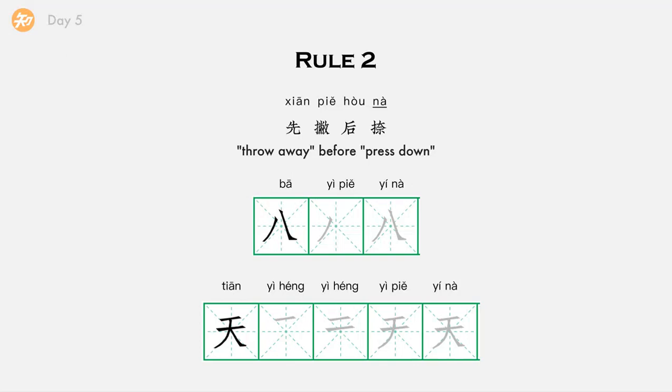The second example is 十. The correct order for writing this character is 一横一横一撇一捺. It is simple, right? Now, you already learned 2 characters.